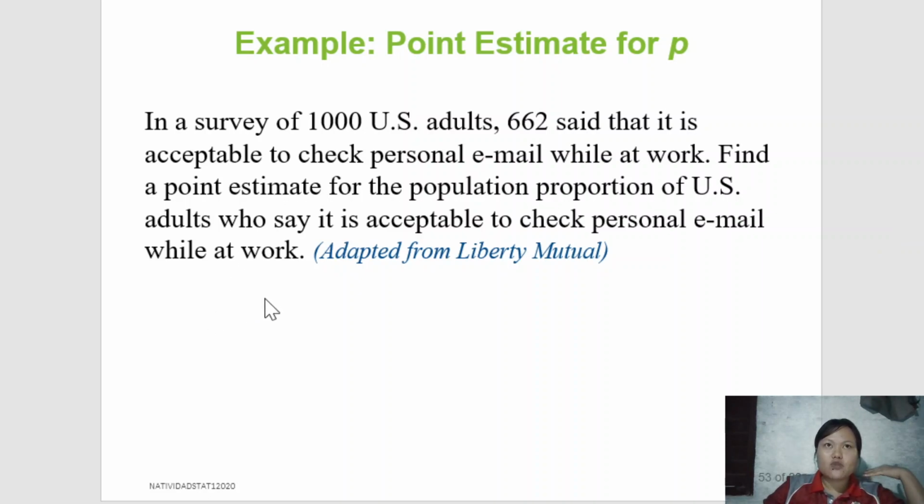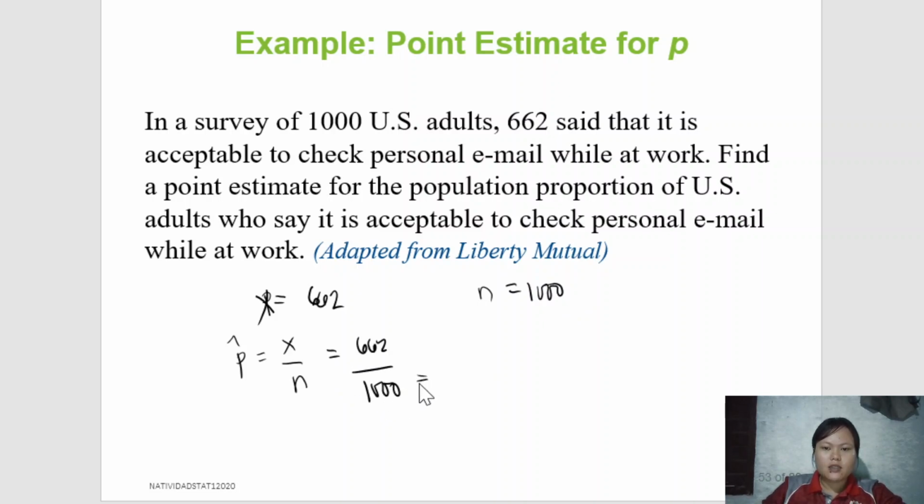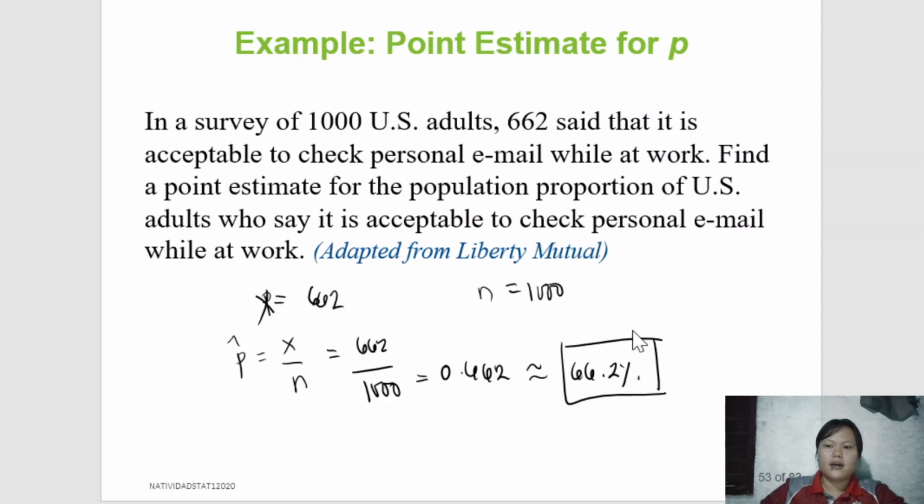Okay, so therefore, kailangan natin kunin yung number of successes at saka n. Okay, kasi ang formula nga ng inyong p hat ay x over n, where x is the number of successes, and n is your number of samples. So, 662 ang nagsabing yes over 1,000. Okay, so that would be 662 over 1,000. Calculator ko na manual, that's 0.662. Okay, so therefore, pwede rin namang sabihin na 66.2% ng adults ang nagsasabing okay lang mag-check ng personal email at work.